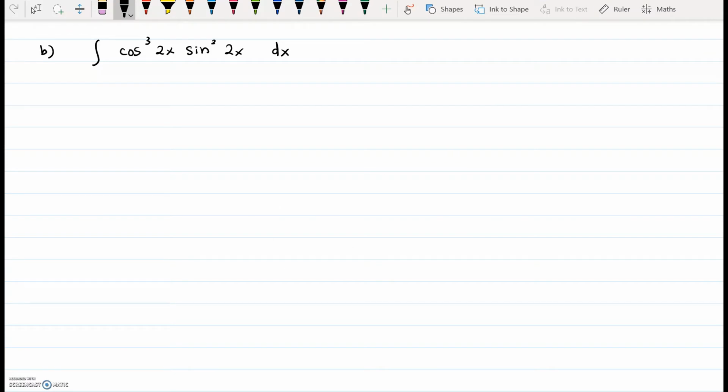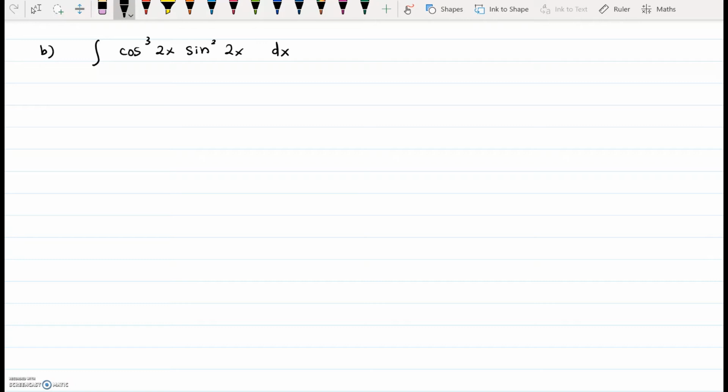Okay guys, now let's proceed with the second example. We have here the integration of cos cube 2x sine square 2x dx. So again, if you have the integration of trigonometric functions, we will solve it according to the priority of your cases. Firstly, for case 1, we need to identify the power of your sine. In this case, the power of your sine is not odd, it is even. So it is not case 1.